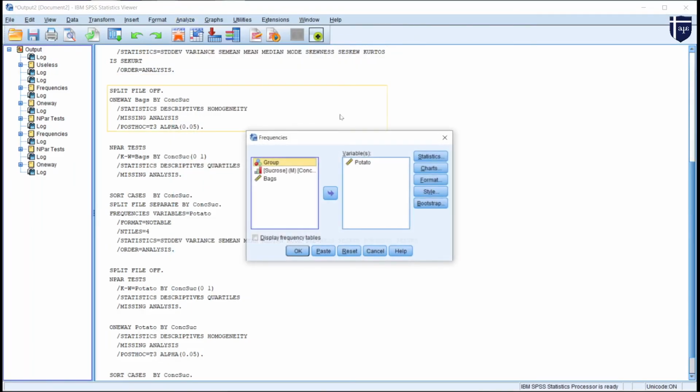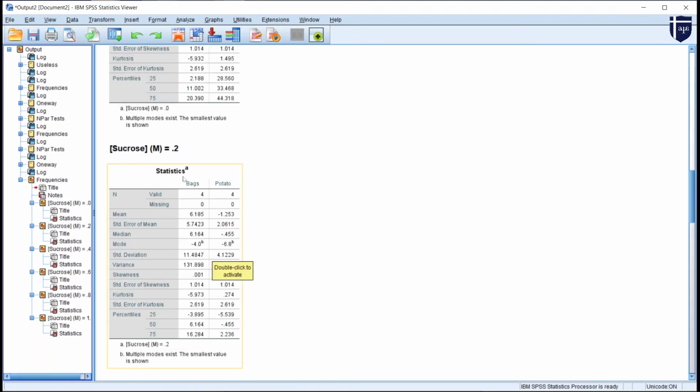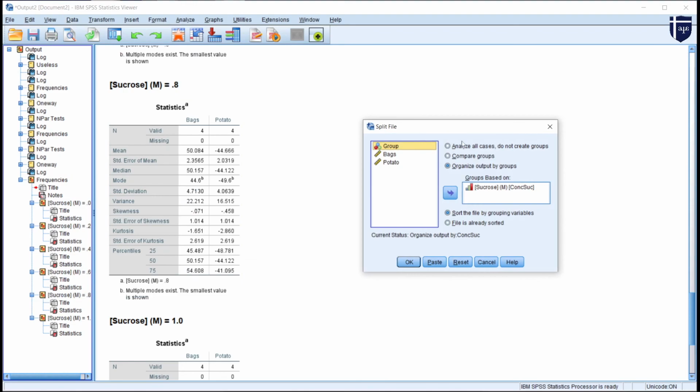I'm going to go frequencies, but this time I'm going to use bags and potatoes, and I'm going to do them in the correct order. So I'm going to select both of them, put them over here. Excellent. Say OK. There they are. And you can see now they're side by side. So you can actually look at the 0.0 for bags and potatoes all at once, which, for me, since I'm experienced, is a lot easier. The next thing is you're going to go data, split file, and you're going to analyze all cases.